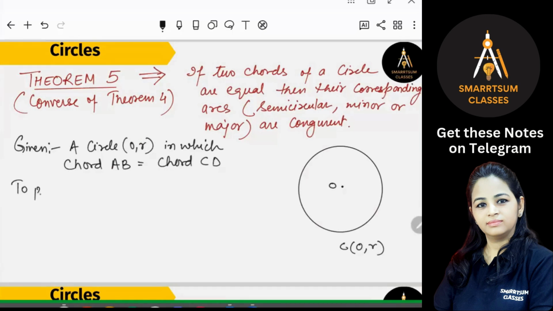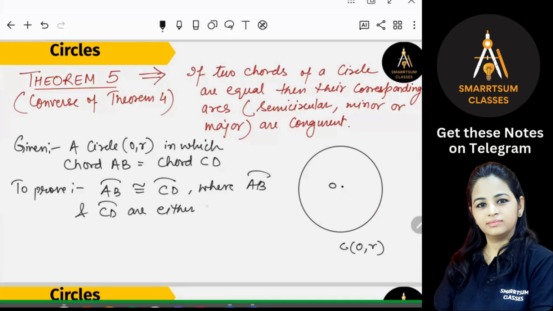And we have to prove here that the corresponding arc AB of the chord AB and the corresponding arc CD of the chord CD are congruent, right? Where AB and CD are either semicircular arcs, minor arcs, or major arcs. Whatever be the case, these corresponding arcs will be congruent. This we have to prove.